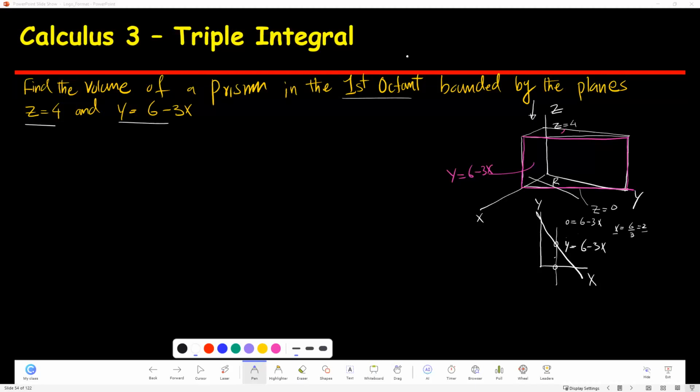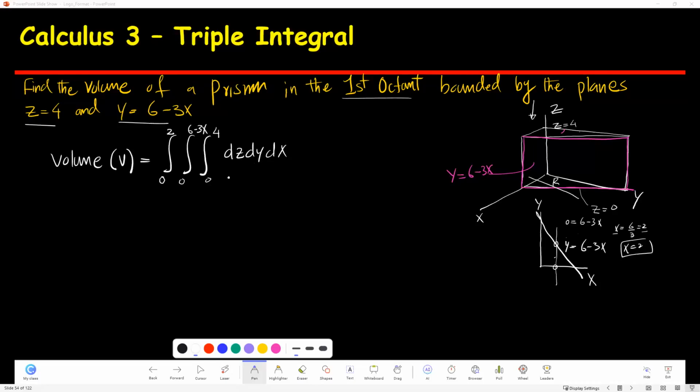So I'm going to be writing my volume expression, which is V equals the triple integral, with dz dy dx. The z value is given already, 0 to 4, which is not an issue. The y value is given from 0 to this expression 6 minus 3x. And if I substitute y equals 0, I got x equals 2. So I'm going to substitute 2 here, and x goes from 0 to 2. Okay, now it's fairly simple to solve it.